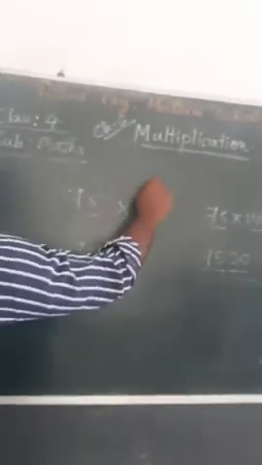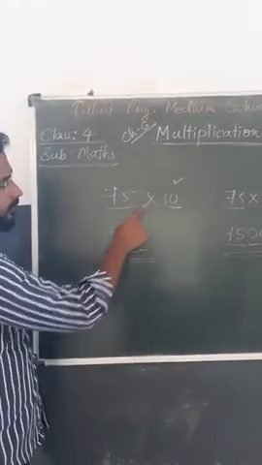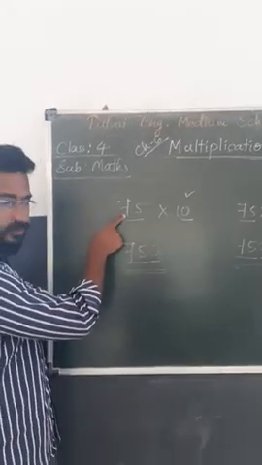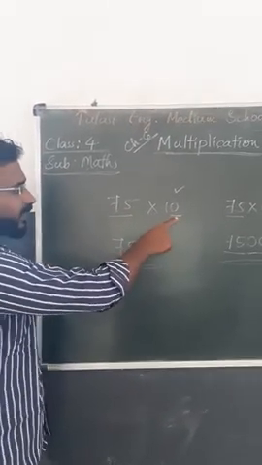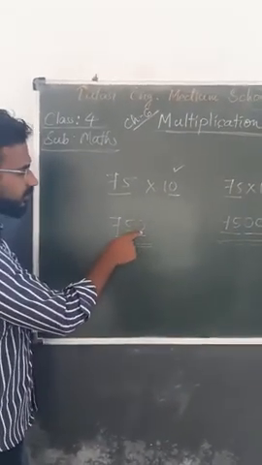So multiplication of a number by 10, 100, 1000 is very easy. See, 75 by 10; any number you can take here. While multiplying by 10, 100 and 1000, we have to place zeros on the right side.